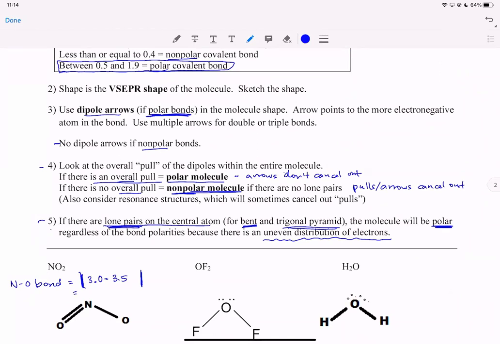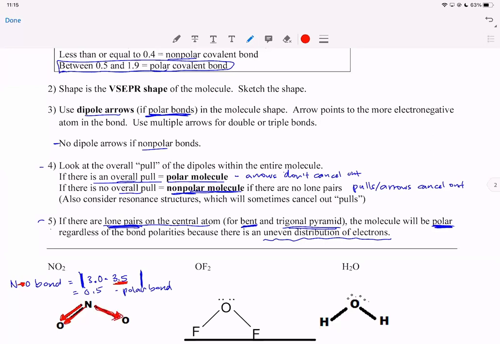And so this is 0.5, and 0.5 falls in the range of the polar bond. So 0.5 is a polar bond, which means point a dipole arrow towards the more electronegative atom. The more electronegative is the higher value, the 3.5, which is the oxygen. So this would be an arrow pointing towards the oxygen. So turning these bonds into arrows, this is an arrow pointing towards the oxygen. That double bond gets 2 arrows. This single bond also gets just the 1 arrow.